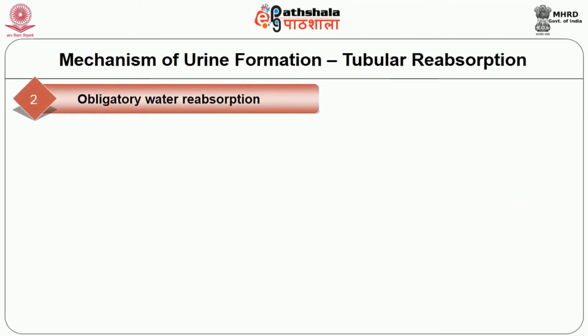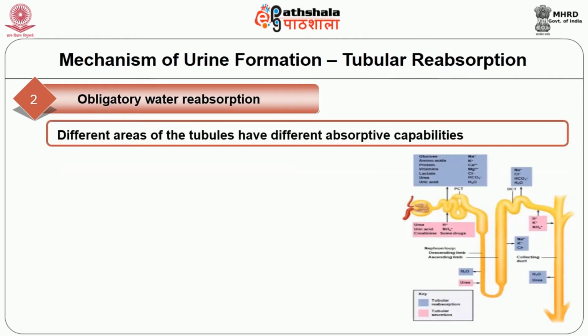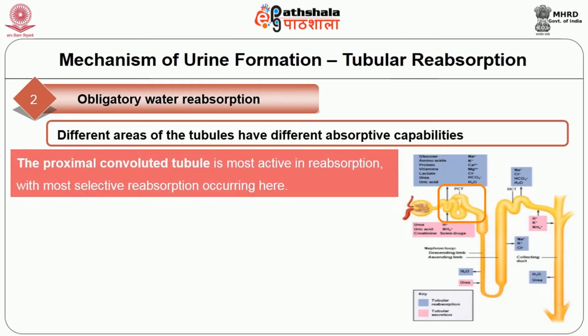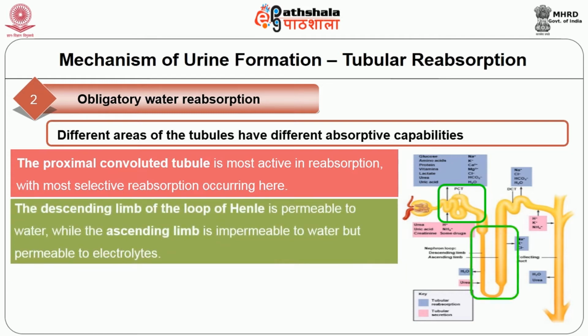Substances that are not reabsorbed or incompletely reabsorbed remain in the filtrate due to a lack of carrier molecules, lipid insolubility or large size. Different areas of the tubules have different absorptive capabilities. The proximal convoluted tubule is the most active in reabsorption, with most selective reabsorption occurring here. The descending loop of Henle is permeable to water, while the ascending limb is impermeable to water but permeable to electrolytes.